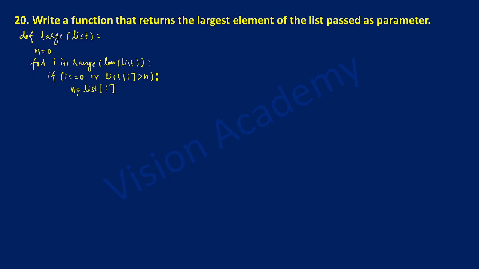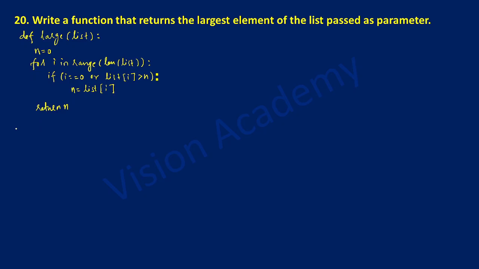Here with indentation we have to write, and now we have to return the value of n, and we have to write that return statement with alignment of this for loop. Here I'm going to write return n. So here the function definition will get over.